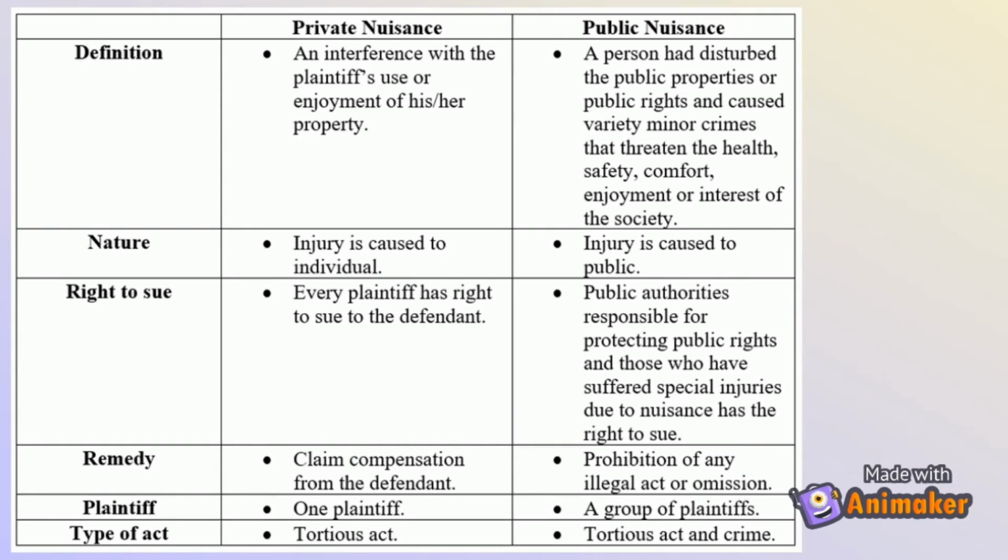Right to sue. Private nuisance: every plaintiff has the right to sue the defendant. Public nuisance: public authorities responsible for protecting public rights and those who have suffered special injury due to the nuisance have the right to sue. Remedy. For private nuisance, the plaintiff can claim compensation from the defendant. Public nuisance: prohibition of any illegal act or omission.